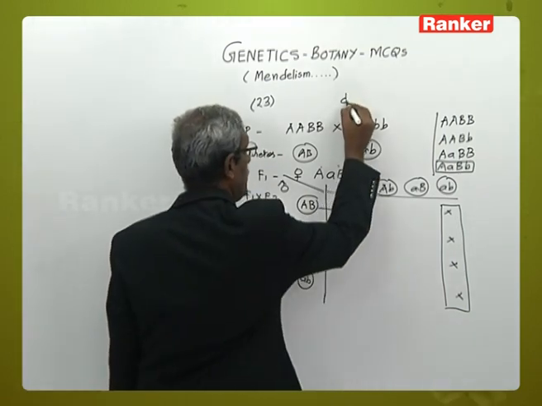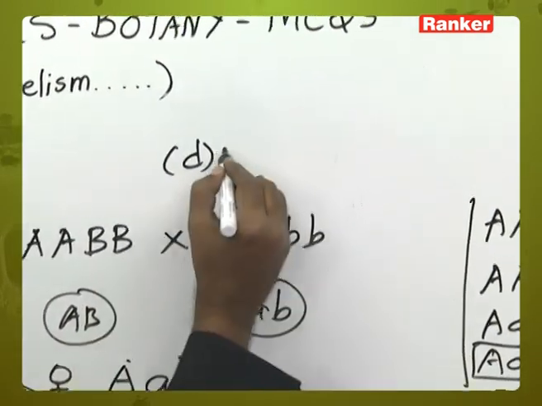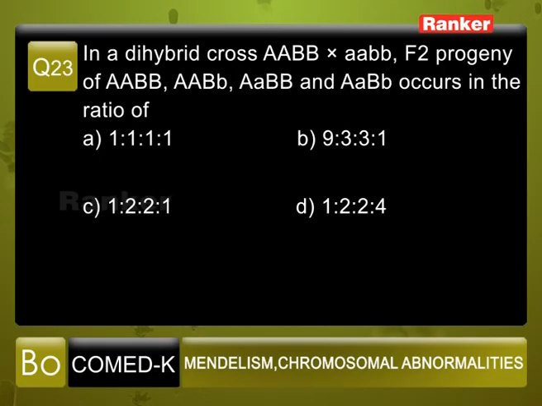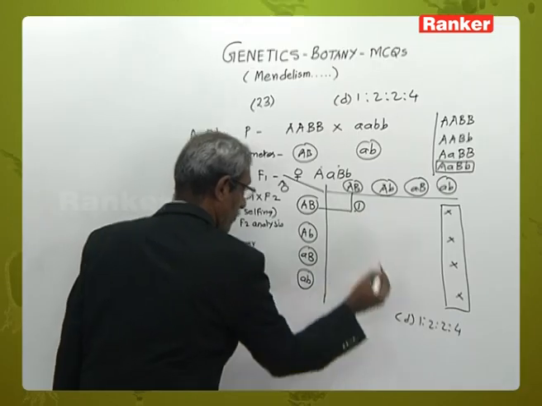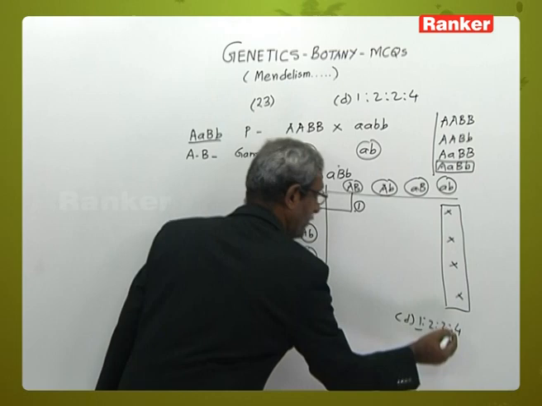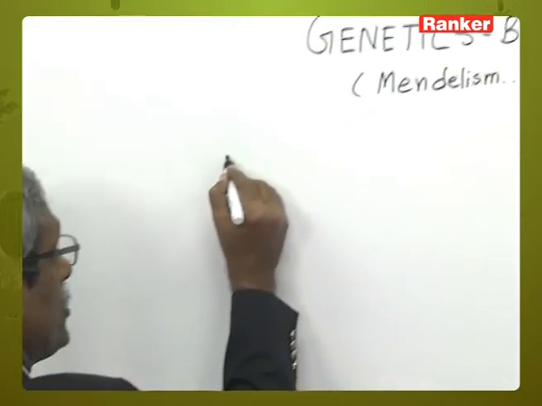The answer is D, and the answer is 1 is to 2 is to 2 is to 4. So the correct answer is D, which is 1 is to 2 is to 2 is to 4. And the key to the solution is finding out which is the first one, that is capital AA, capital BB, and the last 4 of the gametes, which indicates the number 4. We are going to the 24th question.